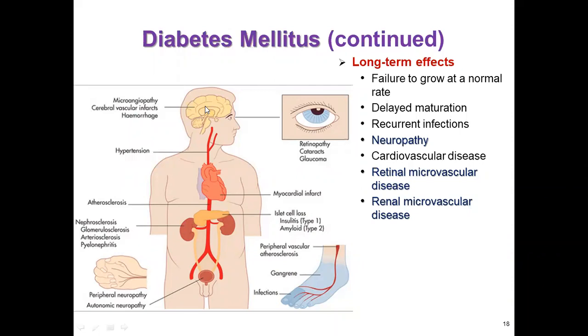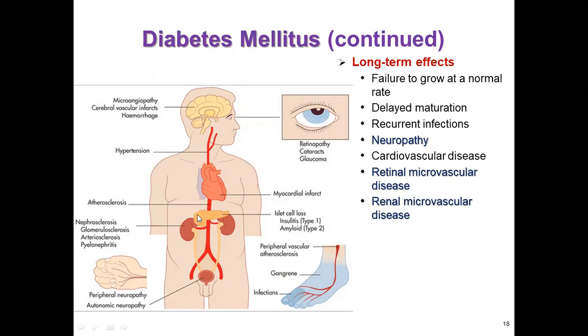Also, microangiopathy develops in the brain: cerebral vascular infarction, hemorrhage, hypertension, silent MI. So a patient who has had diabetes for a long time uncontrolled can develop myocardial infarction without any sign and symptom, or develop atherosclerosis. Kidney problem we call diabetic nephropathy, especially when the patient develops glomerulosclerosis or arteriosclerosis, also pyelonephritis or nephritis.